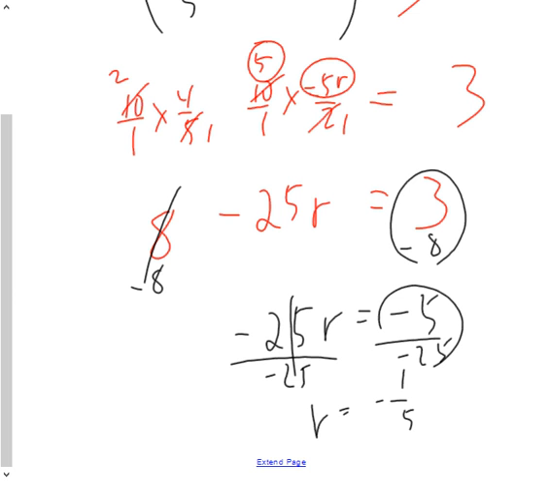When you reduce this down to lowest terms, negative 1 over 5, or if you want to do a decimal, r will equal positive, not negative. So negative divided by negative is a positive. Positive 0.2 is your answer, or positive 1/5. That was a lot of work for one question.